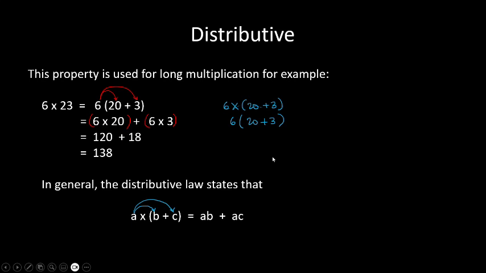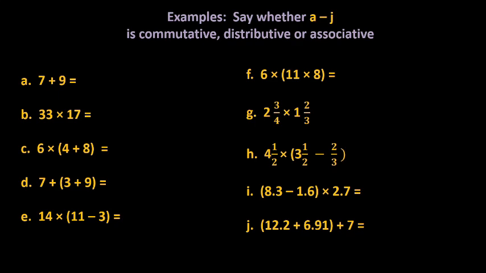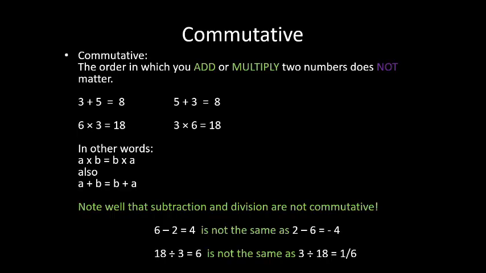In general, the distributive law states that A times B plus C in brackets will be equal to AB plus AC. Examples: say whether A through J is commutative, distributive, or associative. Note well that you would use the same laws from before. Again, commutative deals with the addition or multiplication of two numbers, and so they can be flipped around and give the same answer.